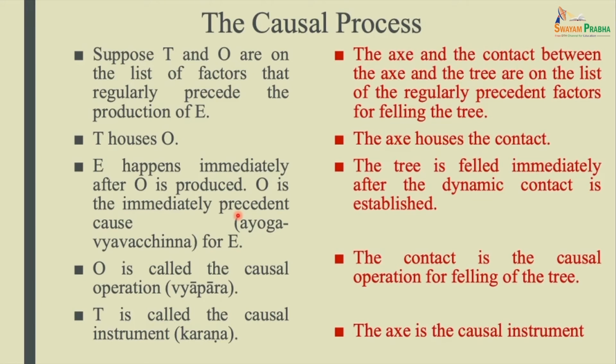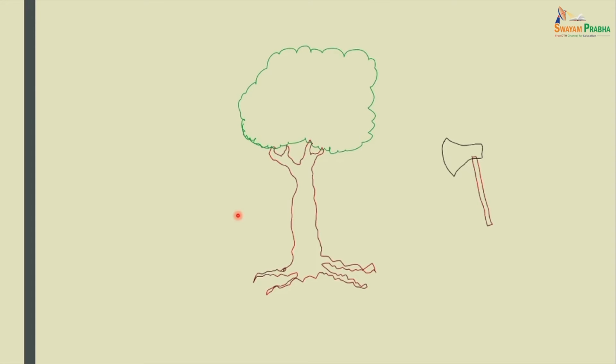So remember the ayoga vyavachchinna karana, the karana which immediately precedes the production of the effect. In our case, the effect is the felling of the tree. So that cause becomes the vyapara, or the causal operation, and the house of that cause becomes the causal instrument, or karana. In our case, it is the axe. We need to see a pictorial presentation of that.